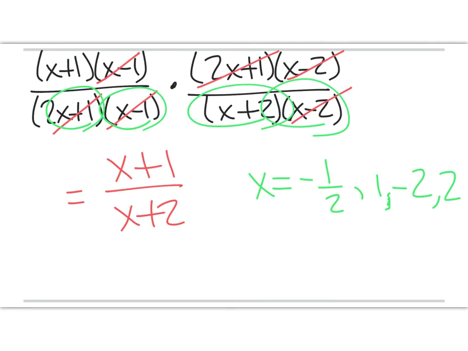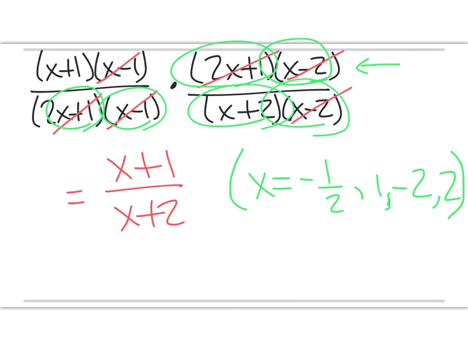But we also had to go to the second numerator from the multiplication because that was originally the second denominator. The 2x plus 1, we already took care of that. That would be 0 if x is negative 1/2. That's already on our list. And x minus 2 would be 0 if x is positive 2. That's also on our list. And so we are done with our list of domain restrictions. We do not allow x to be negative 1/2, 1, negative 2, or 2.